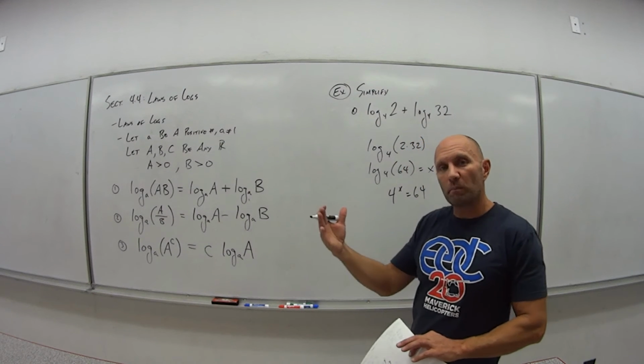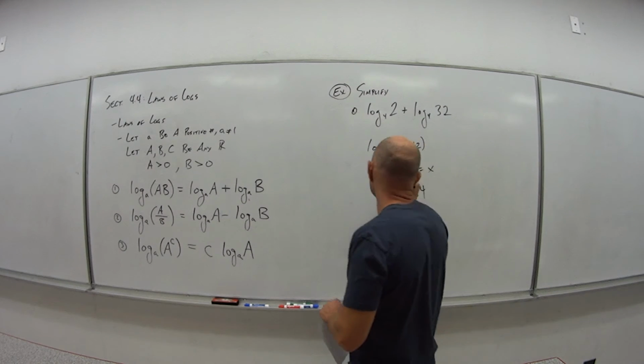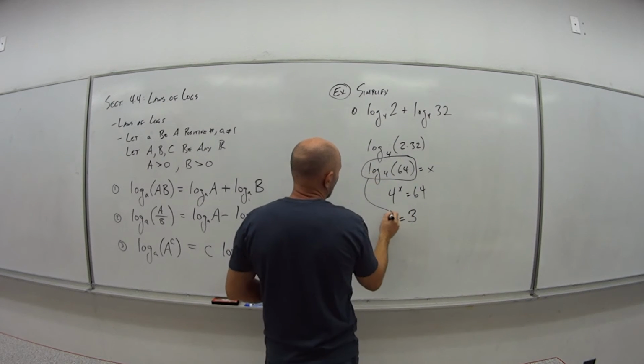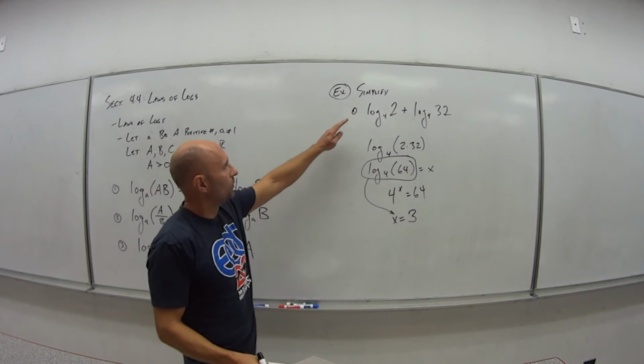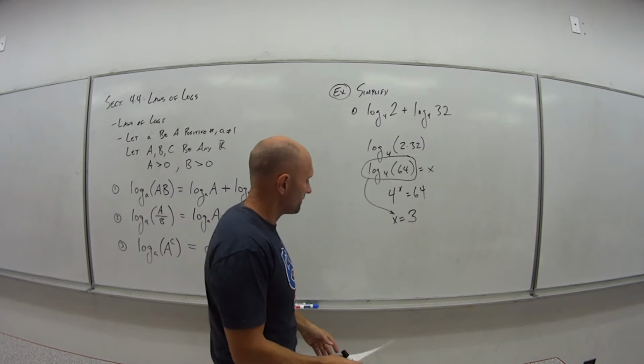Well, 4 to what power equals 64? Well, that's when x is equal to 3. So this entire piece, log base 4 of 64, really simplifies into 3. So number 1, this guy is equal to just the value 3.